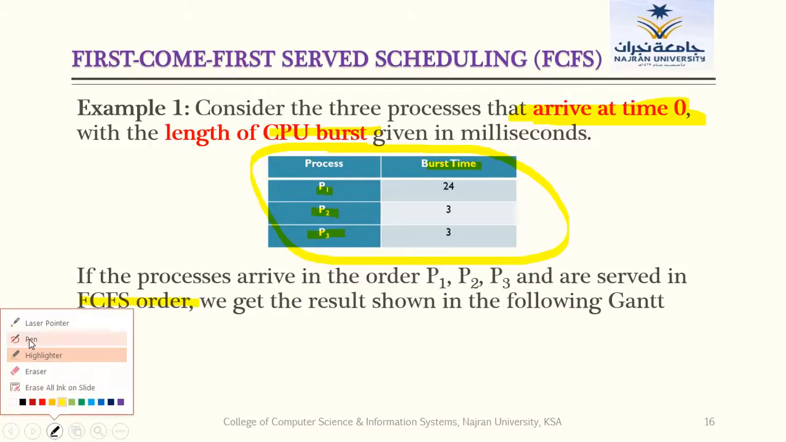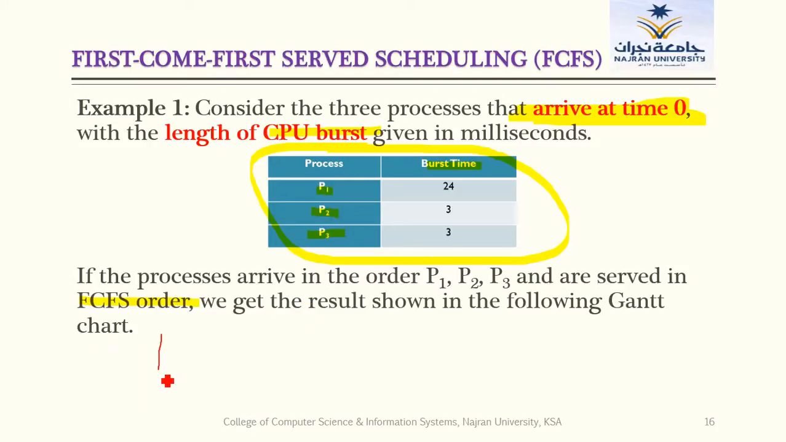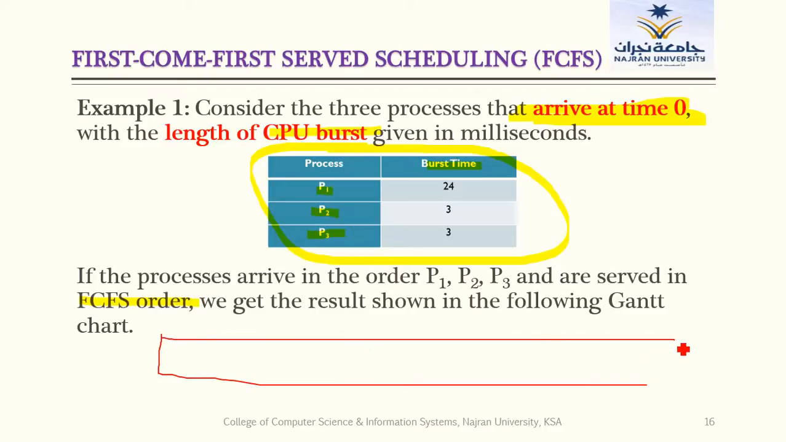So what we will do is make a Gantt chart like this. Okay, so this is our Gantt chart. Always we will start our execution of processes from time 0.